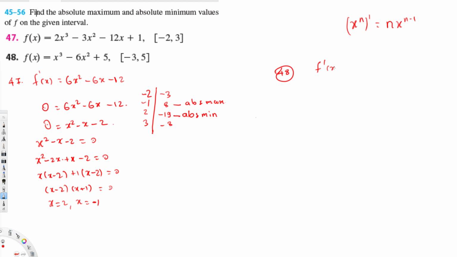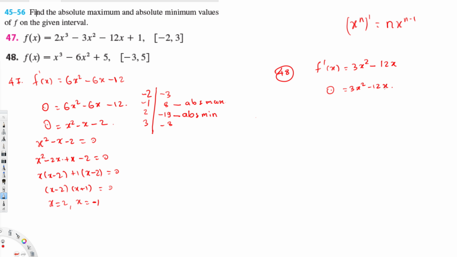F prime x is 3x squared minus 12x, and the derivative of any number is going to be 0, so I can just leave it as it is. Then what I have to do is find the critical numbers. To find the critical numbers, I have to set f prime x equal to 0. So 0 is equal to 3x squared minus 12x.